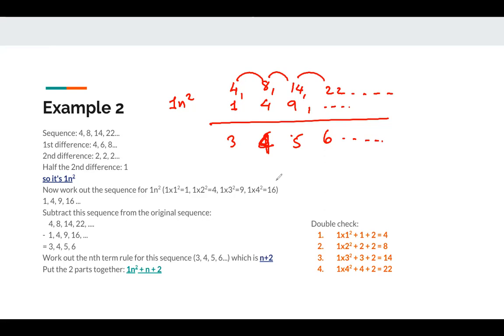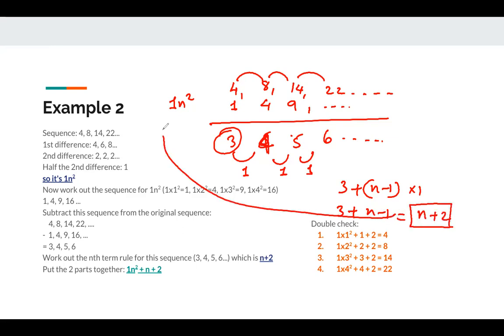So this particular sequence that you notice here, 3, 4, 5, 6, is forming an arithmetic sequence with a difference of 1. So you find the nth term formula for this, which is 3 plus n minus 1 times the difference, which is 1. So it is 3 plus n minus 1, which is n plus 2. And you add this to the original n squared term. So that is n squared plus n plus 2. This is how you get the nth term formula for this, and you can verify by plugging the n values into this particular sequence.